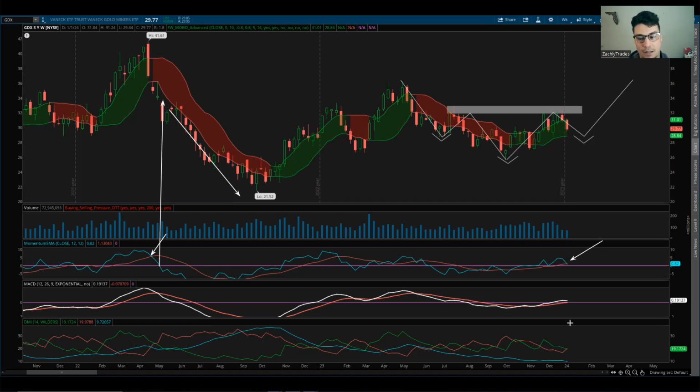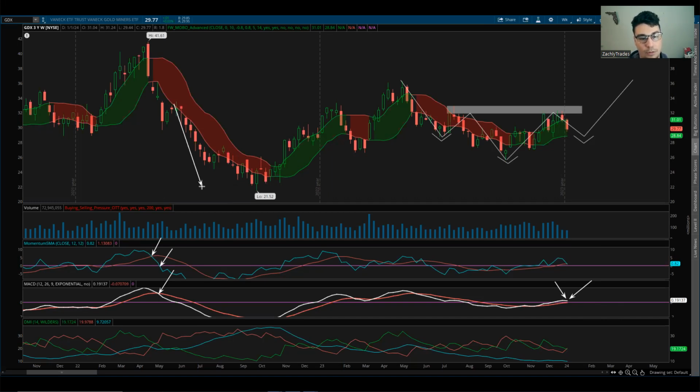You also have the MACD right here, just hovering above zero and also very close to forming a bearish crossover, right? We got the bearish crossover here very shortly after we got the momentum crossover, all right? And the MACD crossover basically happened right when the momentum line went below zero.